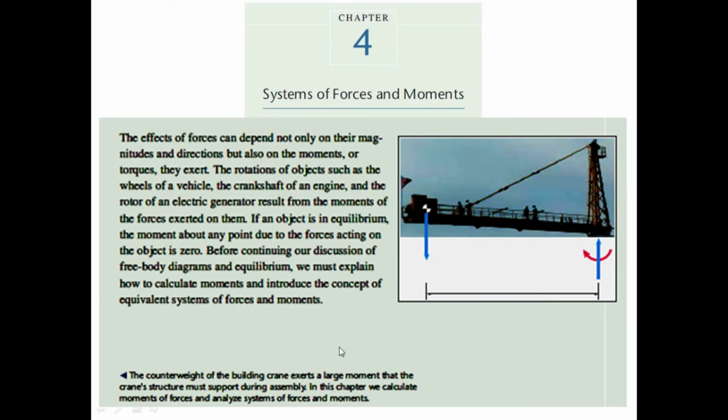So where is the counterweight? This is the counterweight of the building, and it creates a large amount of movement. What is that movement? Weight into this distance, that the crane structure must support during assembly. In this chapter, we calculate the movement of the force and analyze the system of forces and movements. So this is the counterweight which is balancing this movement effect.